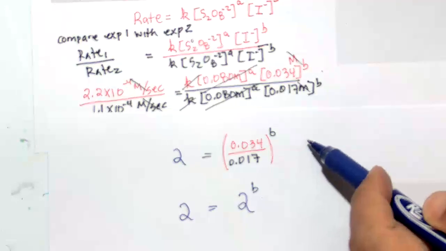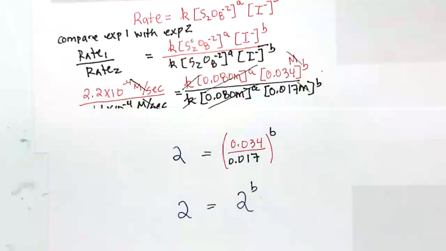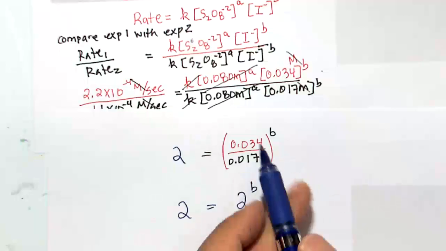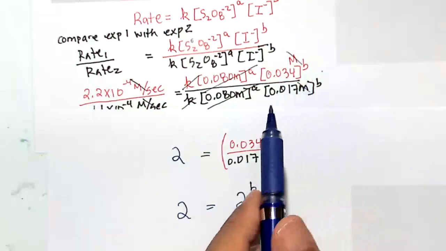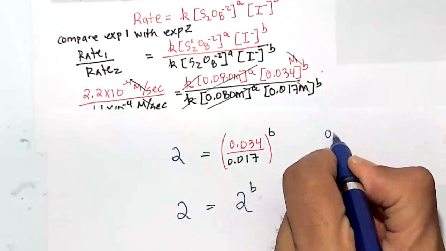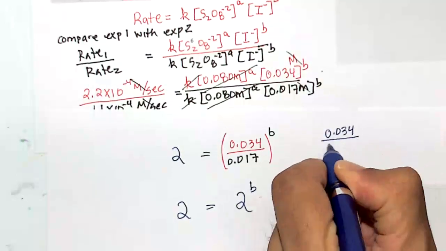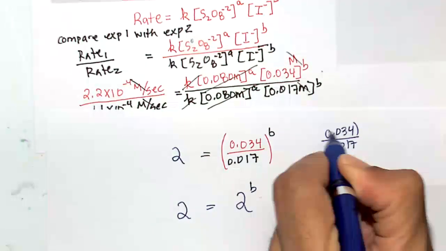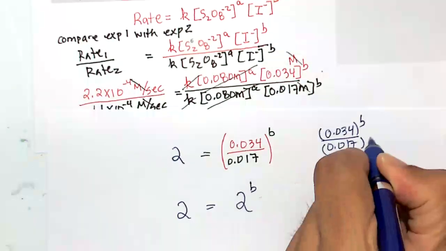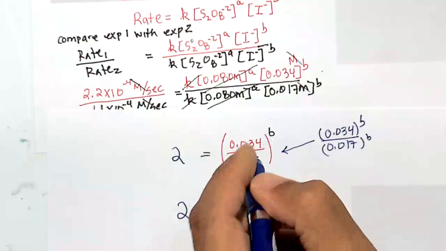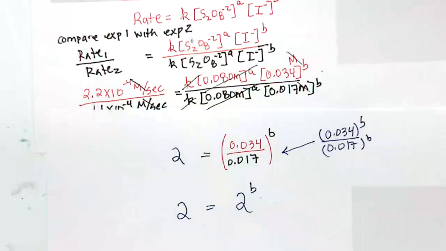You want to see how I got from here to here? I canceled this, I canceled this, I canceled the K's. So what happened to the B again? It's here, it's the exponent. Do we have to solve for B then? Yes. I just moved the brackets out. So what's the answer for B?